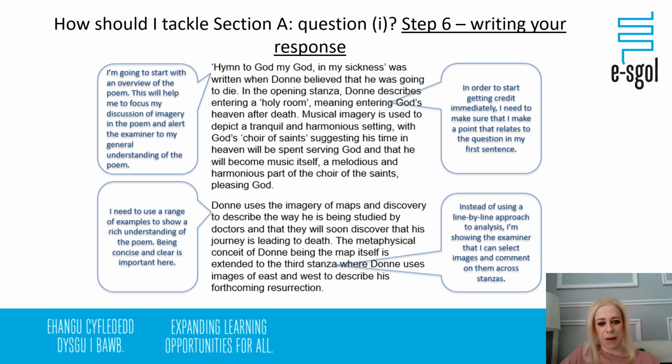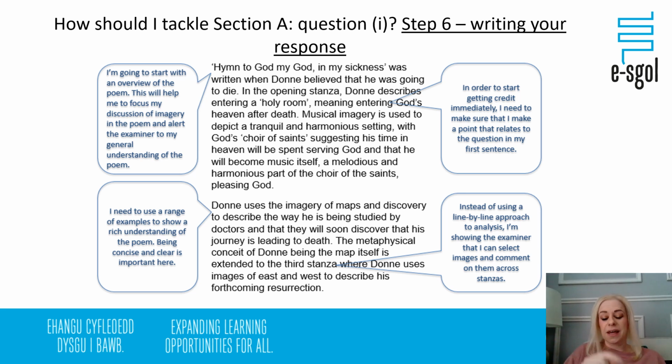Let's have a look at that second paragraph then. Donne uses the imagery of maps and discovery to describe the way he is being studied by doctors, and that they will soon discover his journey is leading to death. The metaphysical conceit of Donne being the map itself is extended to the third stanza, where Donne uses images of east and west to describe his forthcoming resurrection. Okay, so let's have a look at that annotation on the left-hand side. As we can see, the question has been referred to twice, first in the opening paragraph and then secondly in the second paragraph. So we're keeping that focus on the question at all times.